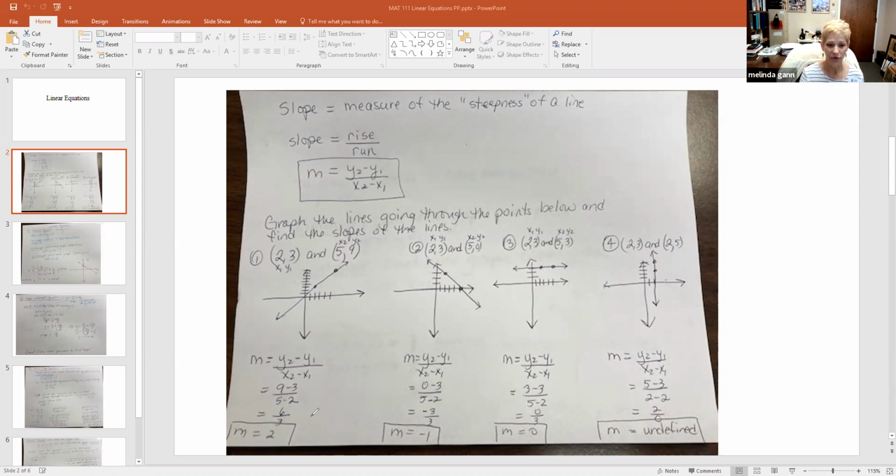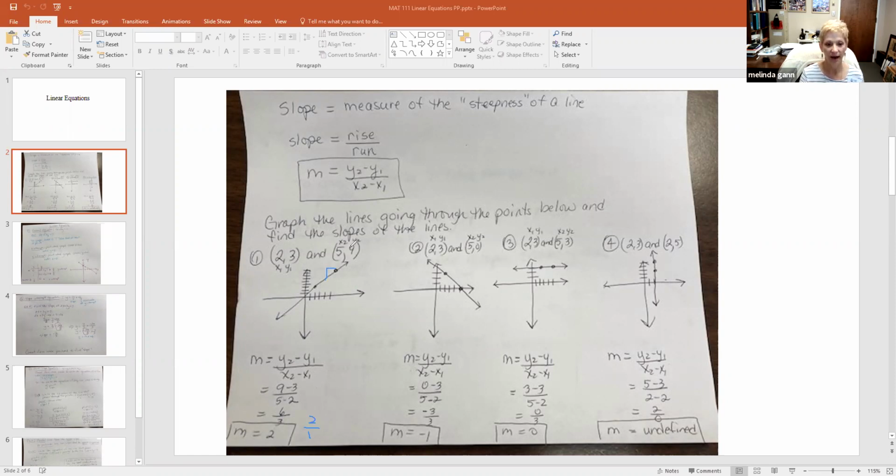Now, a lot of times you're going to get fractions. To make 2 a fraction, you put 2 over 1. That means every time on this line you go up 2, you go to the right 1. So I could go there and then go up 2 and go to the right 1 and see I'd be back on the line. Go up 2, go to the right 1, I'm back on the line.